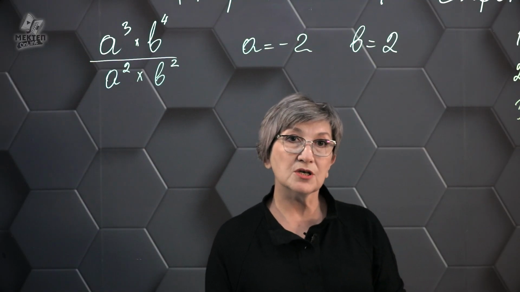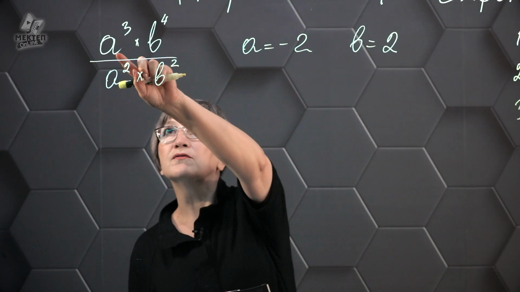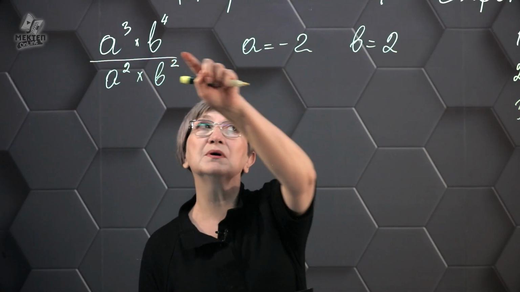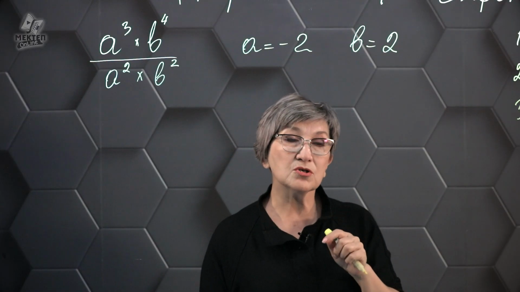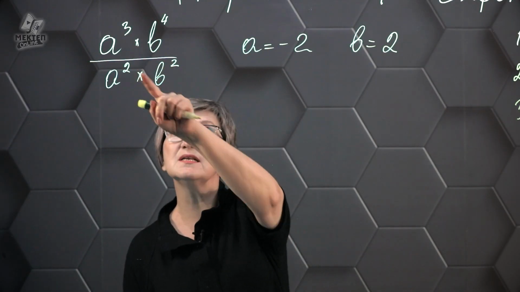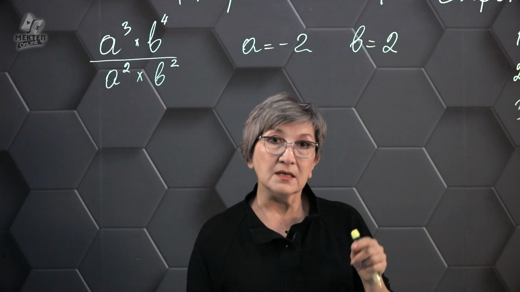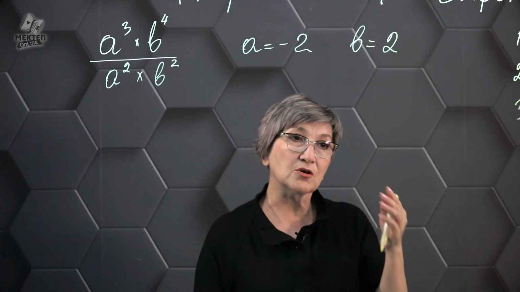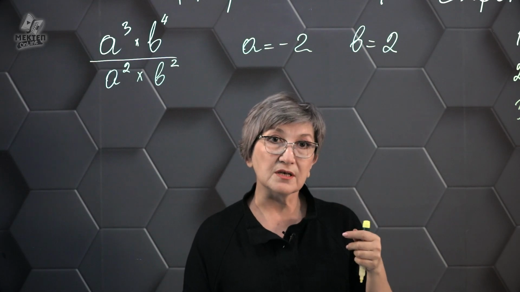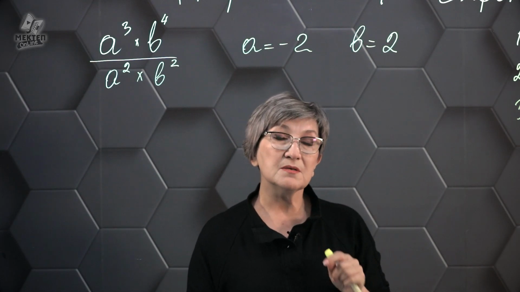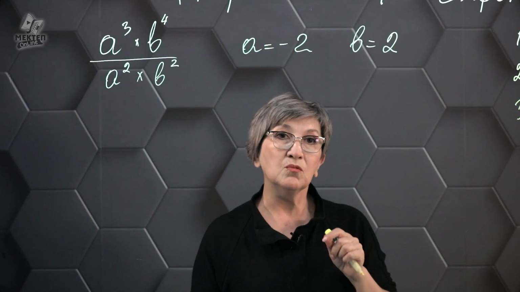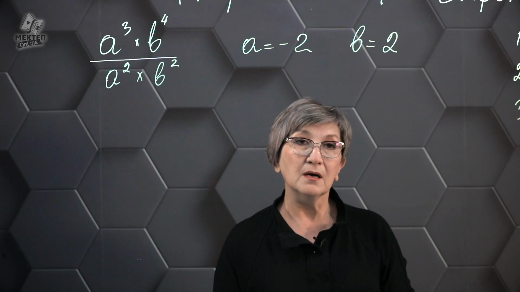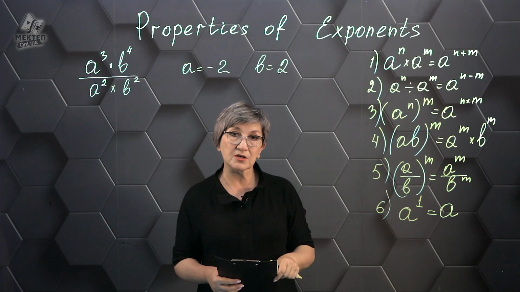In order to find the value of this expression, we can substitute the number -2 in place of a and the number 2 in place of b. But we need to do this in both the numerator and denominator at the same time. Find the value of -2 to the third degree, find the value of -2 to the second degree, and calculate. But when we see examples like this, we can simplify the expression and then find its value. Why is it important to simplify the expression first?